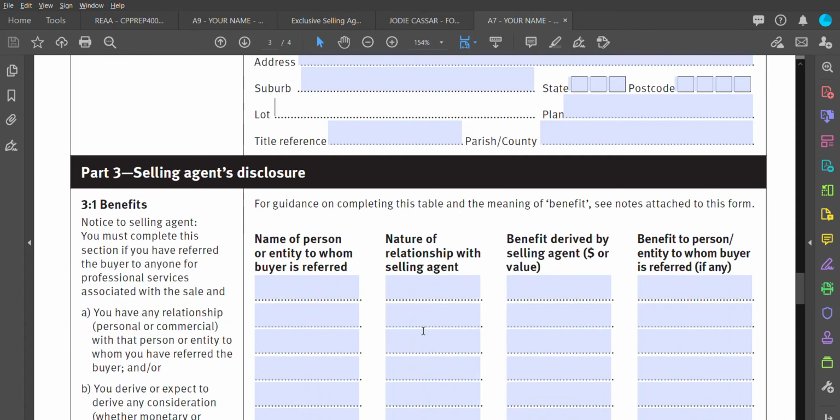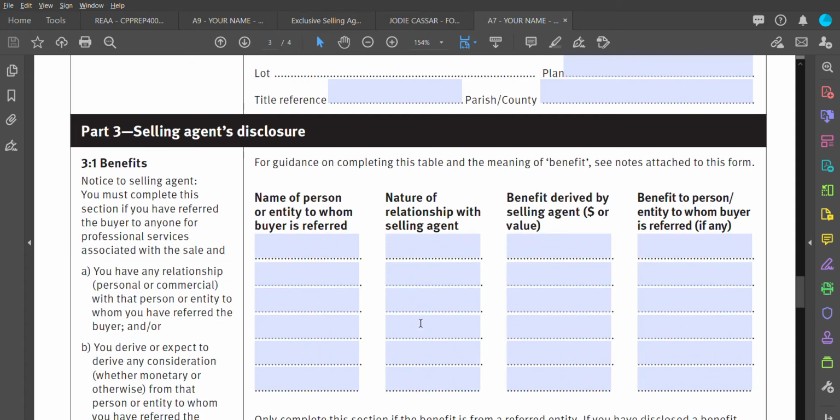Part 3 is where the selling agent is going to be disclosing what benefit, what referral, or what third-party commission they are receiving. So the name of person or entity to whom buyer is referred. Where are you referring this buyer? So if this was going to be, say, a finance company, you would put that finance company's name in. What is the relationship to the agent? In this case, it just might be a professional relationship.